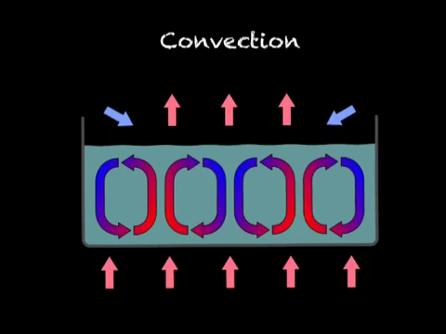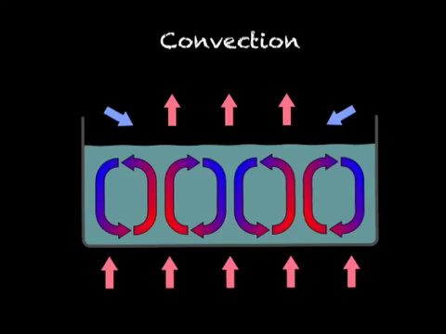The second type of heat transfer is convection. Convection is the transfer of heat in a fluid. And a fluid can be a gas, it can be a liquid, and even sometimes can be a solid. If we look at this diagram, what we need to understand is that things that are hotter generally are less dense. Think about a pot on a stove.